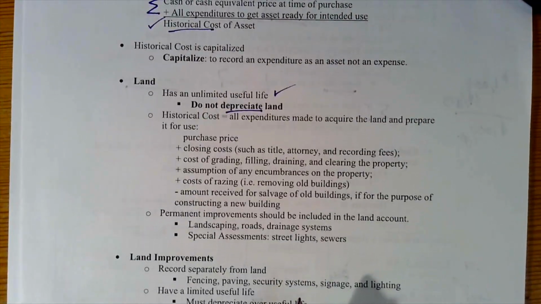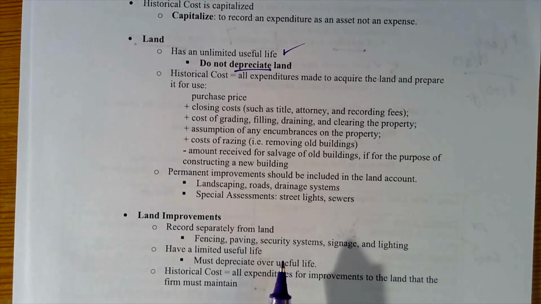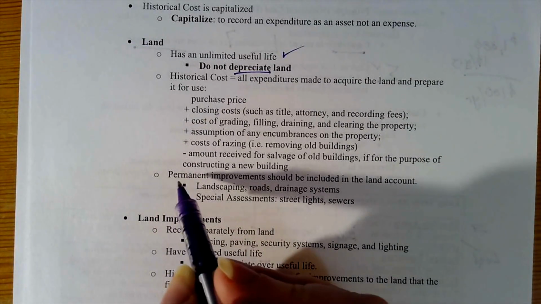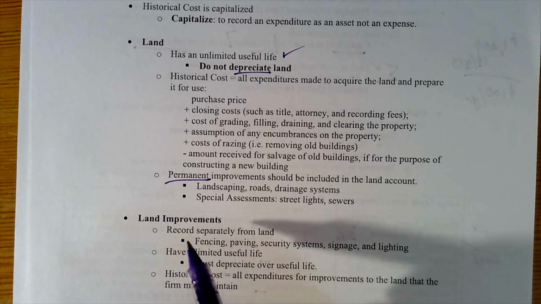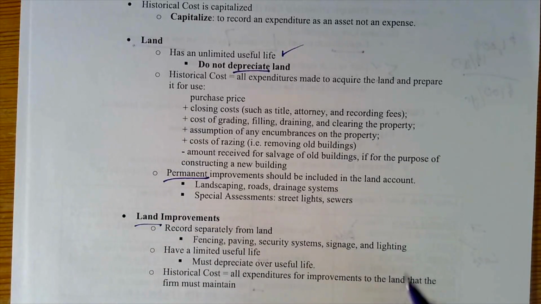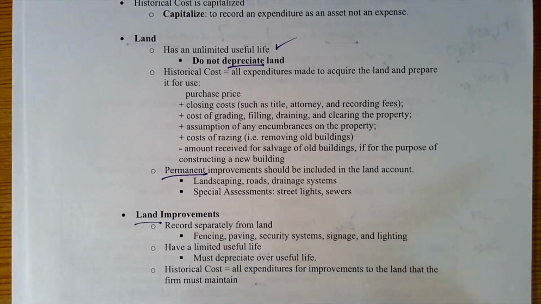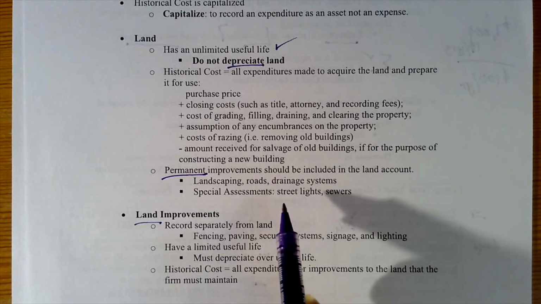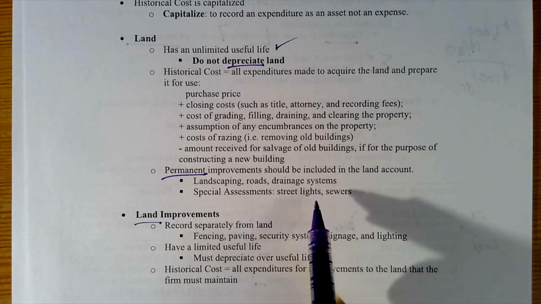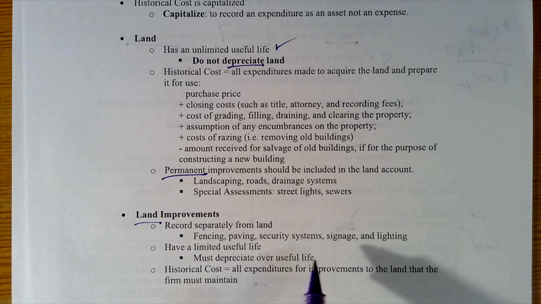Now, these next two things look like they're very similar. You've got permanent improvements, right? Permanent improvements, and then just general land improvements. Now, if we look at these two lists, they might seem rather similar. You've got roads, drainage, streetlights, sewers. You've also got security systems, signage, fencing, paving.